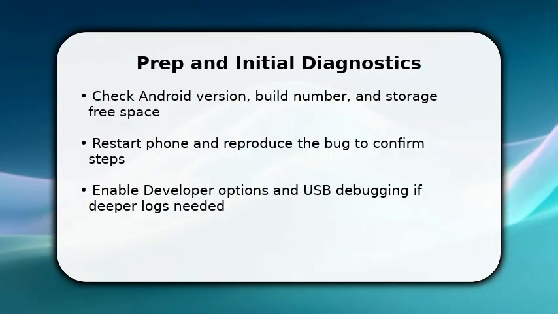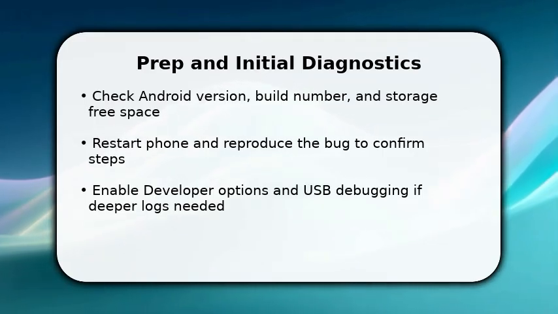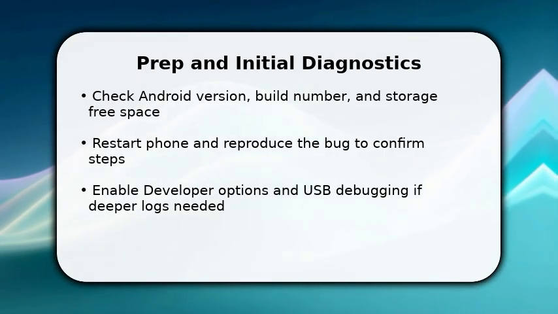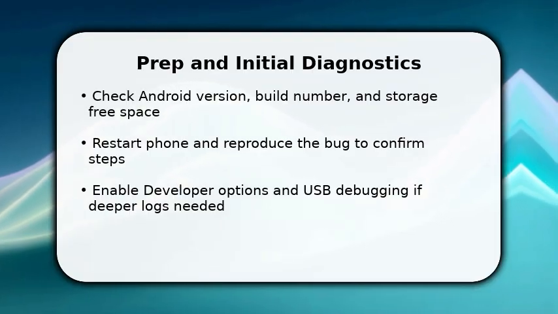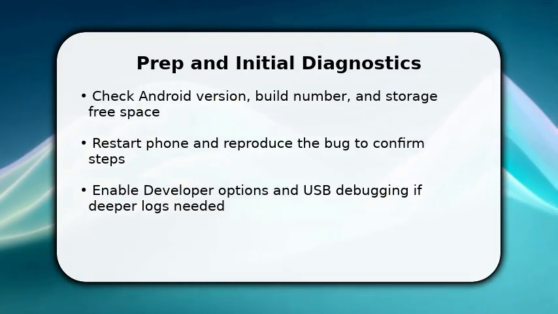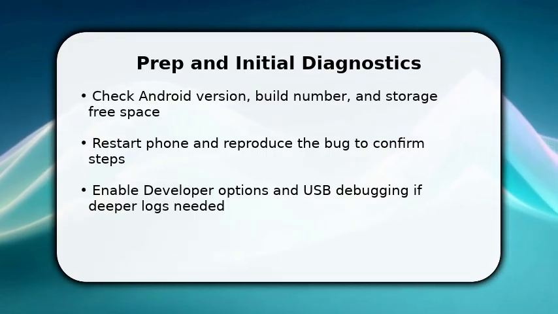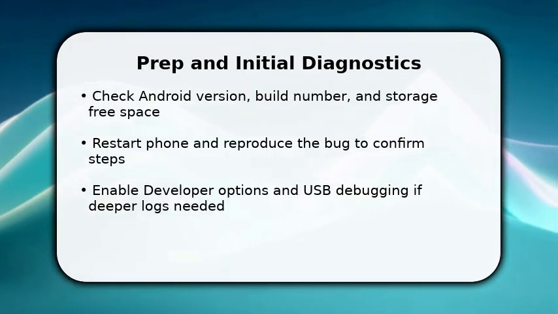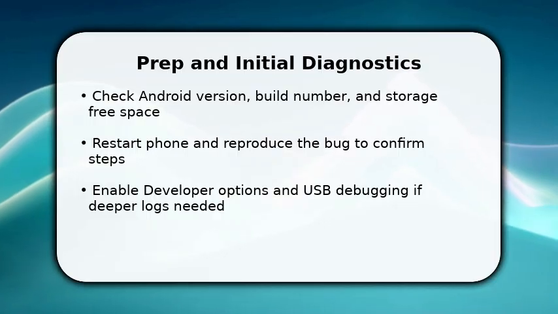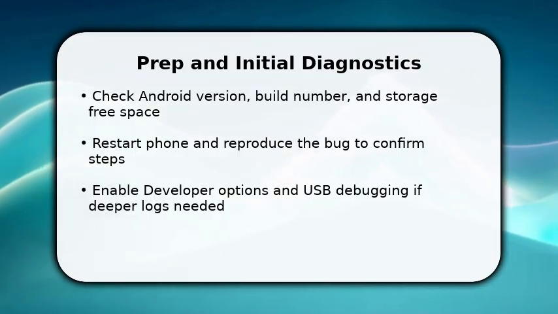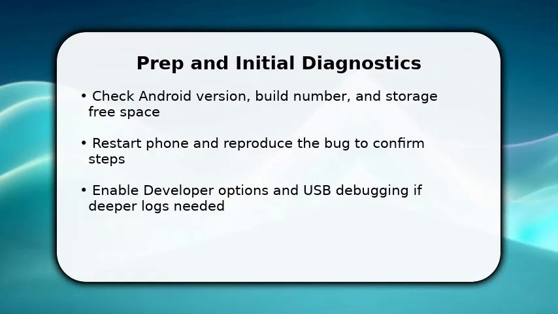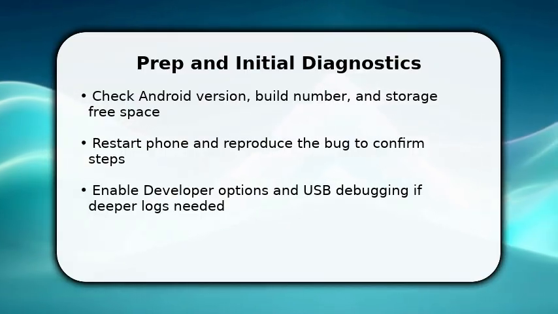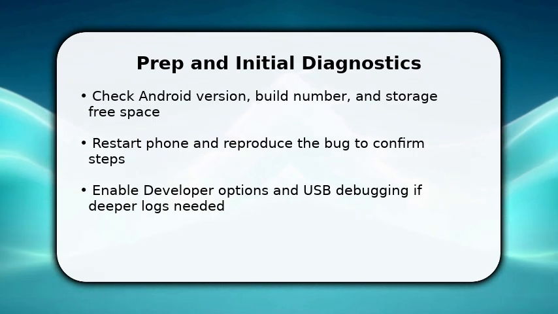You start by verifying prerequisites. Check settings about phone for model and Android version, and confirm at least 10% free storage so logs can save. Next, reproduce the issue once to capture exact steps. This prevents chasing symptoms. Then restart the device and try to reproduce again. If it persists, enable developer options and turn on USB debugging so you can pull logs with ADB. These initial checks narrow causes quickly and prepare you for targeted fixes.